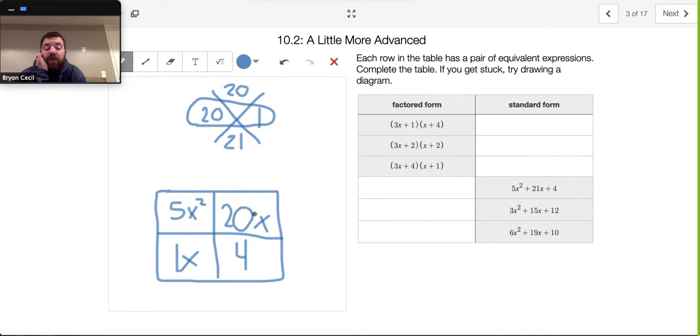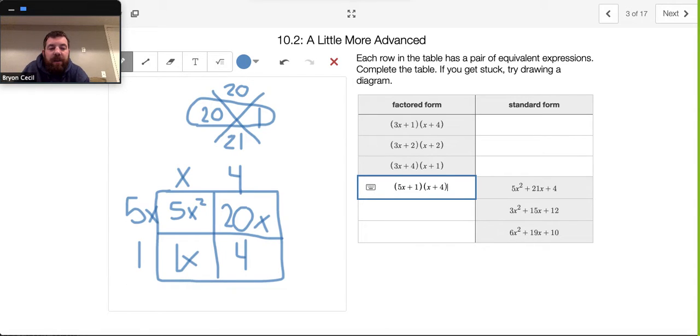Okay, and so 5x and 20x, what do those have in common? 5x. Now, what does x and 4 have in common? Just a 1, right? So then you need to ask yourself, 5x times what gives me 5x squared? Well, that would be an x. And 5 times what gives me a 20x? Well, that would be a 4. And so now I see that 5x plus 1 is one of the factors, and since this is a positive 4, we would say x plus 4 is the other.